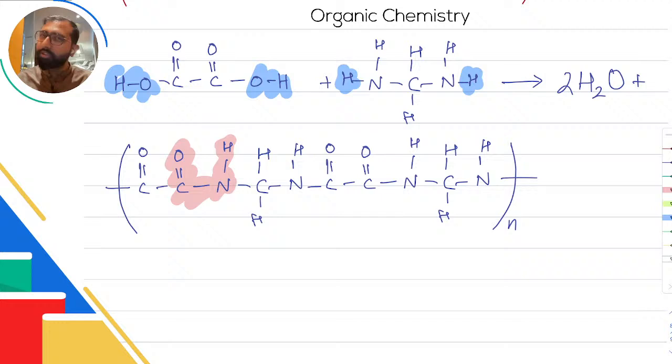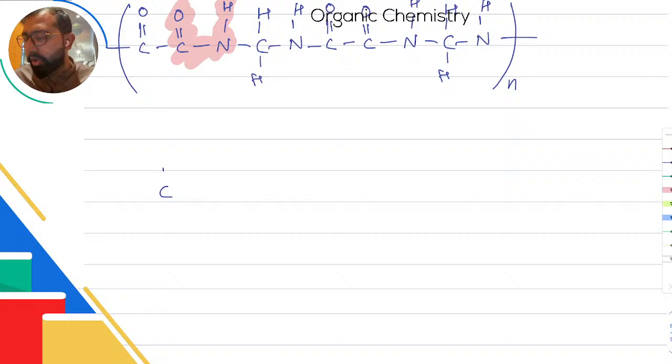Can I do the same remove, copy, join thing on alkenes? Of course I can. Let's say I take alkenes. So polyethene. Let's try to make that. This one is ethene.